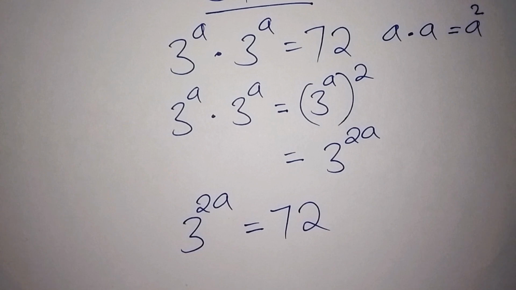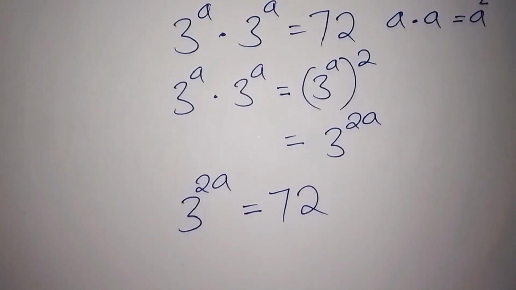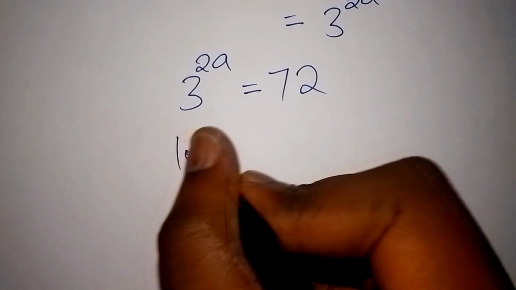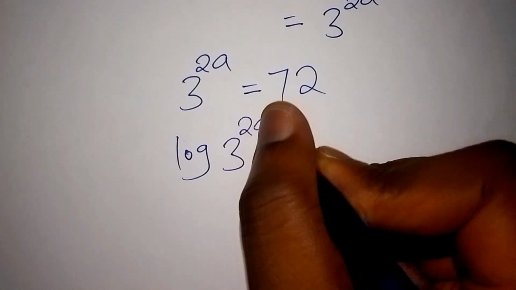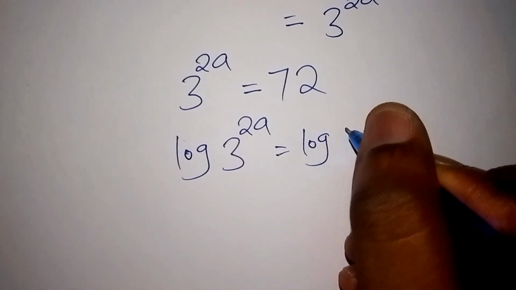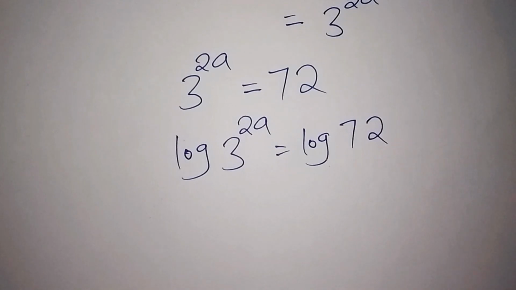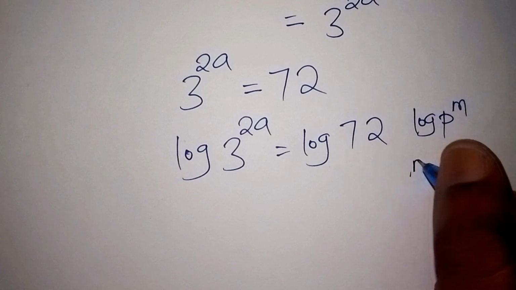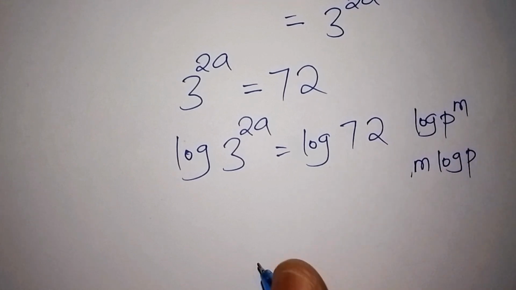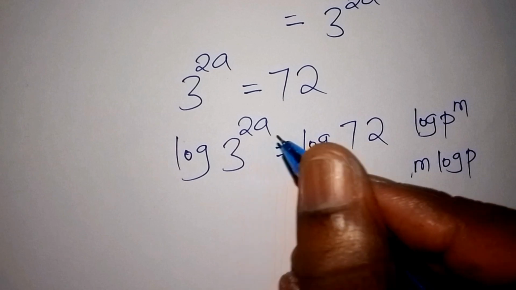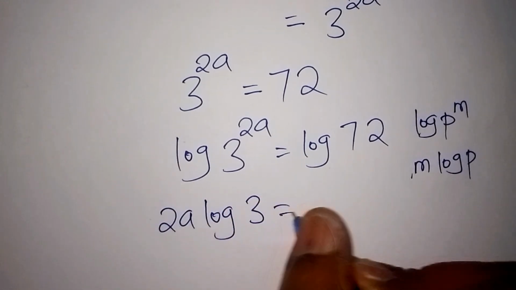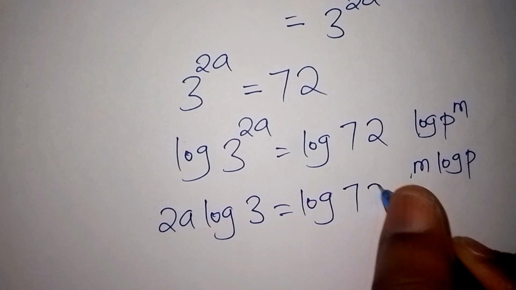72. So what is now the value for a? It's simple. Let's first introduce what is called the log on both sides. When introducing the log, we shall have the log of 3 to the power of 2a equals the log of 72. When you have the log of p to the power of m, this can also be written as m, the log of p. So the log of 3 to the power of 2a can also be written as 2a, the log of 3, is equal to the log of 72.